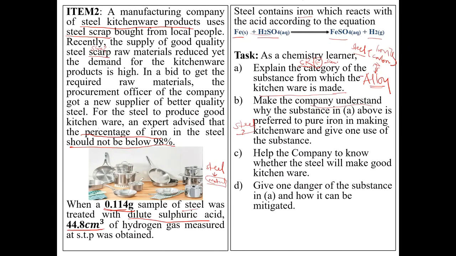So we need to look at what is the difference between this steel and the iron, which means they want us to talk about the properties of alloy. Then finally help the company know whether the steel will make good kitchenware. How will you know? We need to do a calculation, because here they said that an expert advised that the percentage of iron in steel should not be below 98 for it to be good. It should not be below 98, which means you need to calculate the percentage of iron in steel. We see whether it is below or above 98.